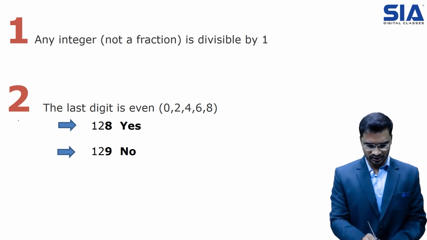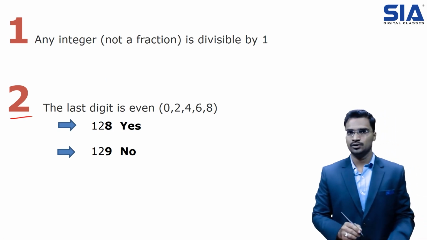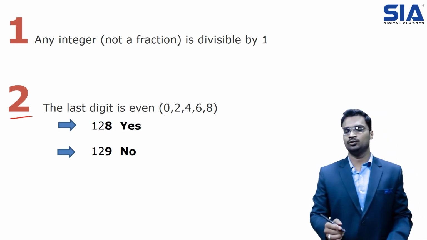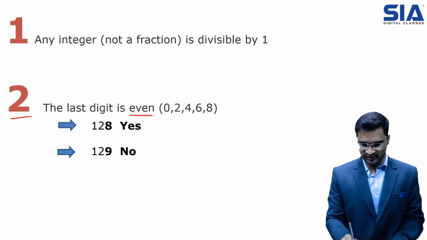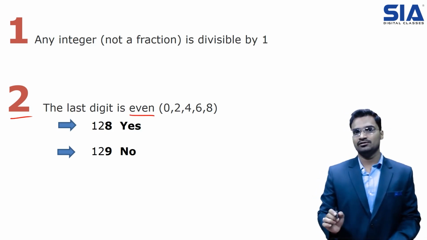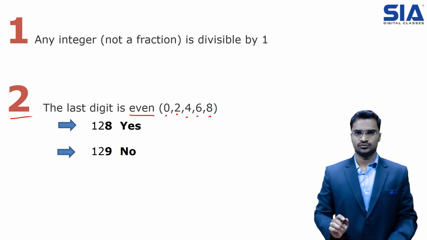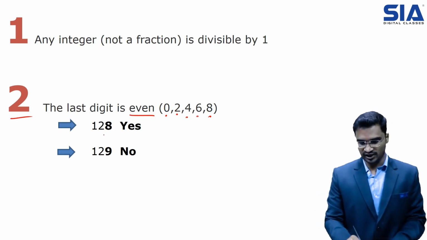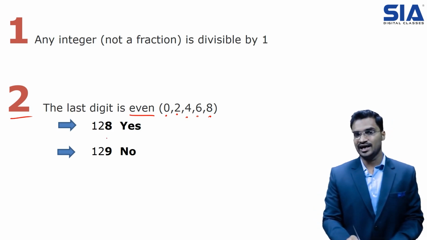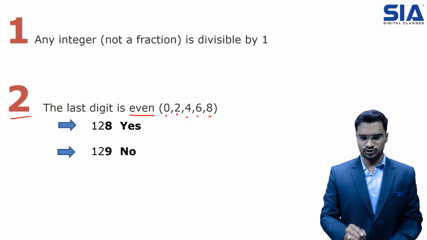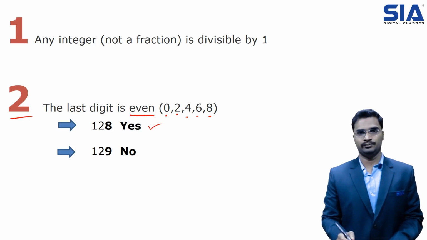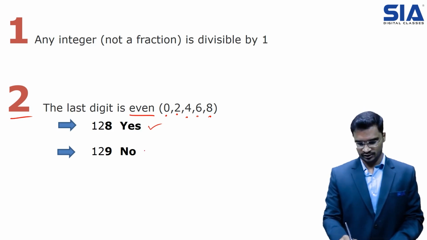Now coming to the second number, which is number 2. A number is divisible by 2 when it is an even number, or that particular number ends with 0 or 2 or 4 or 6 or 8. For example, I have 128. 128 is an even number, so it is divisible by 2. But 129 is an odd number. It is not divisible by 2.